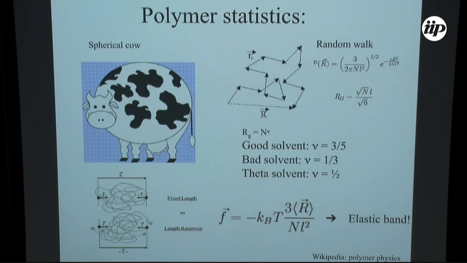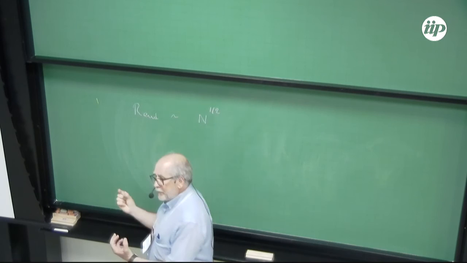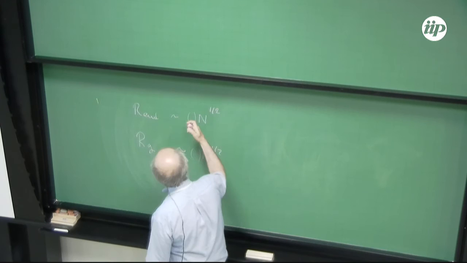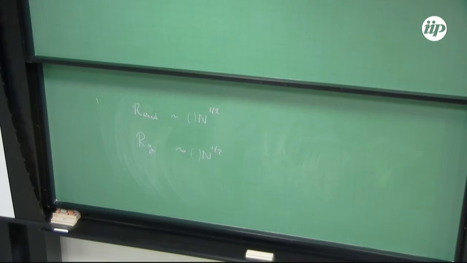So what this says is that the end-to-end distance, that's the P of R in here, is going to be N, let's say, to the 1/2 from the random coil. And the Rg is going to be N to the 1/2, with different prefactors. And you can actually take one versus the other, and that gives you a number between the two.